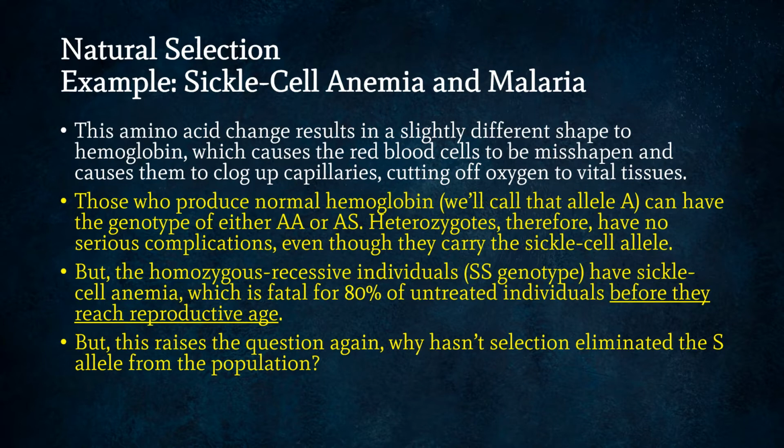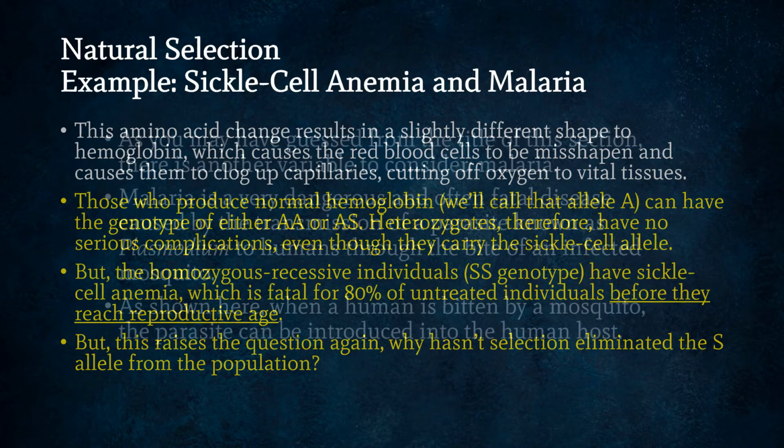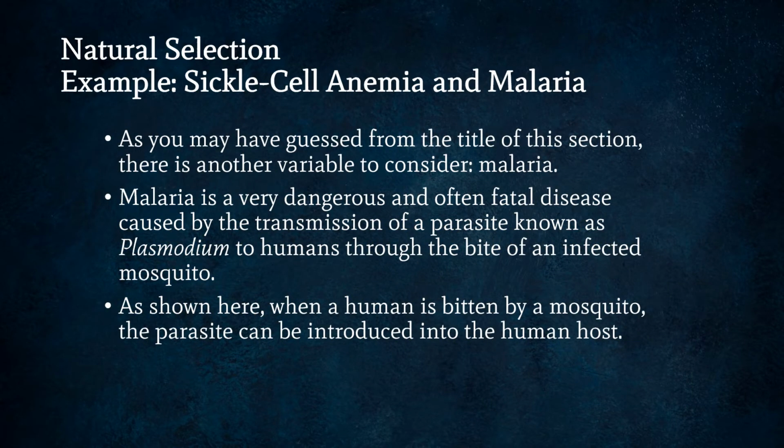So how are people surviving? How is this mutation still in the population? So that is the big question. Why hasn't natural selection eliminated the S allele, this mutation, from the population? So this has something to do with malaria. Malaria is also very dangerous and fatal, caused by the transmission of a parasite known as Plasmodium to humans through the bite of an infected mosquito.